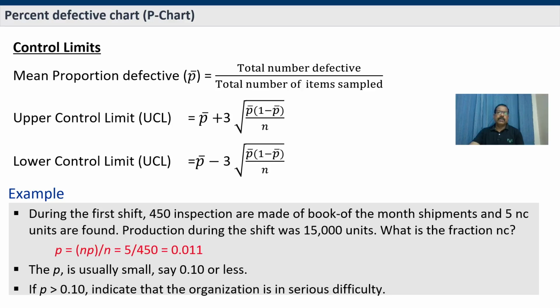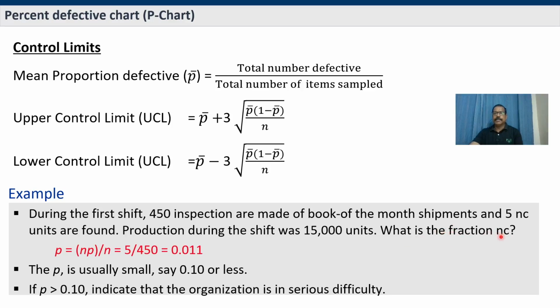So for example, during the first shift, 450 inspections are made of book of the month shipments. Five non-conforming units (NC means non-conformity) are found. Out of 450 inspections, five non-conforming units are found. Production during the shift was 15,000, so the total number of books made is 15,000 units.